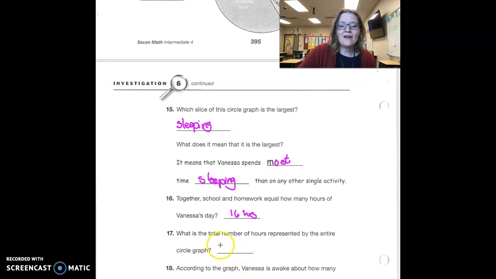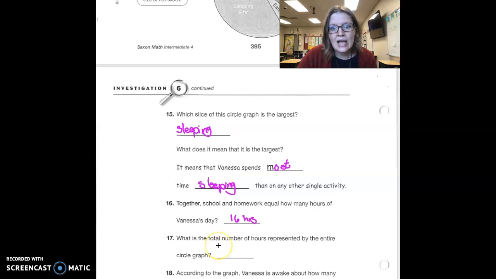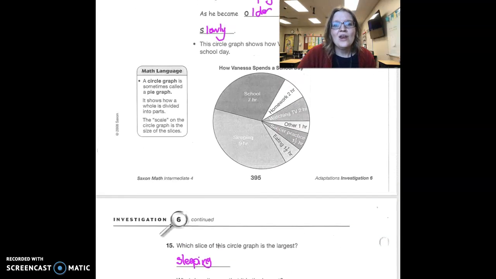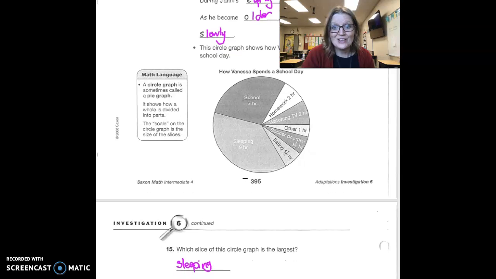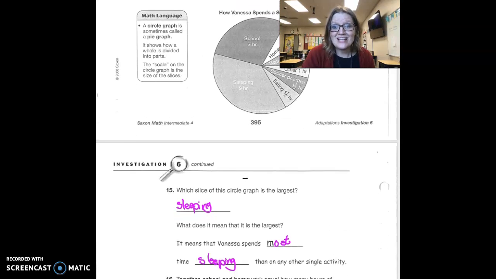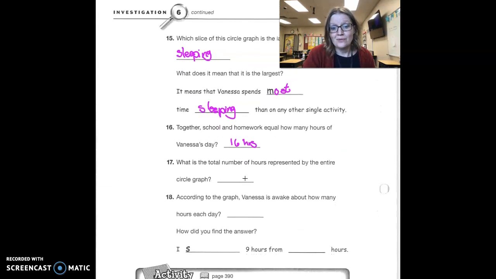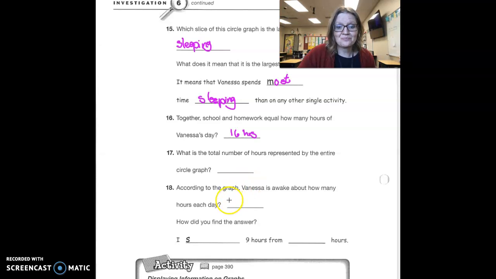What is the total number of hours represented by the circle graph? I have had kids count every single thing, not noticing that this is representing the entire day. We know what the entire day is. We know that there are 24 hours.